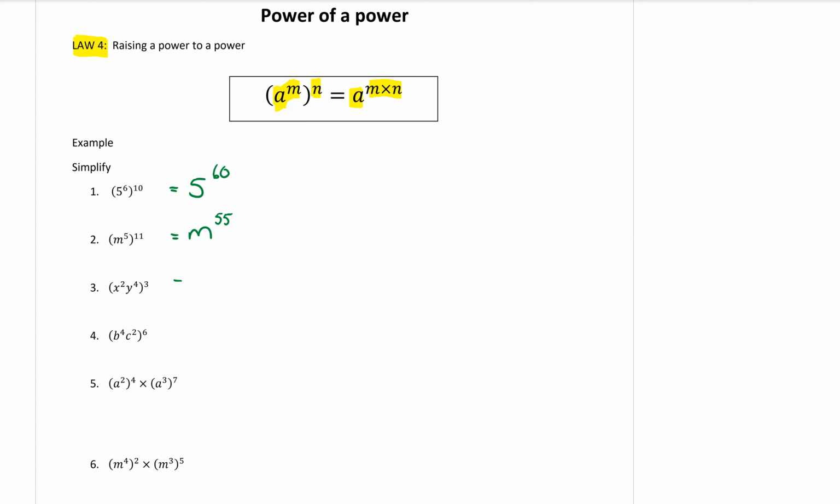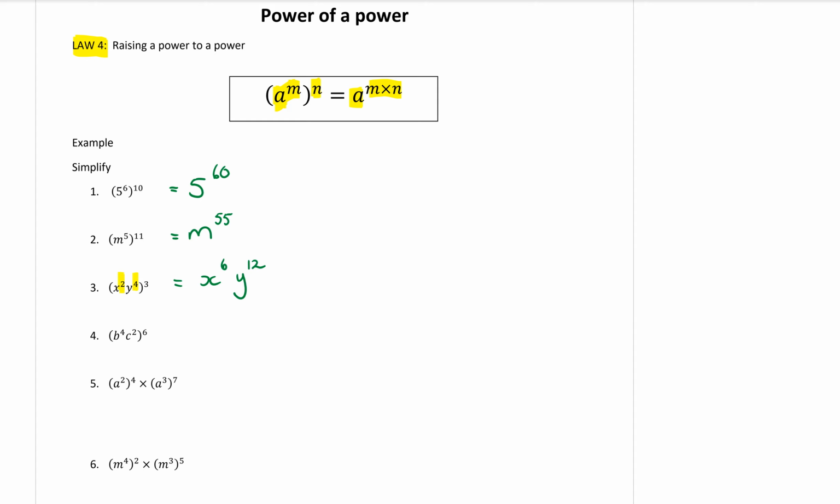In question 3, there are 2 things in the brackets. That means that each of these powers has to be multiplied with the 3. So let's do one at a time. We start with the x. We do 2 times 3 is 6, so x to the power of 6. Then we do the y's, which is 4 times 3, which is 12.